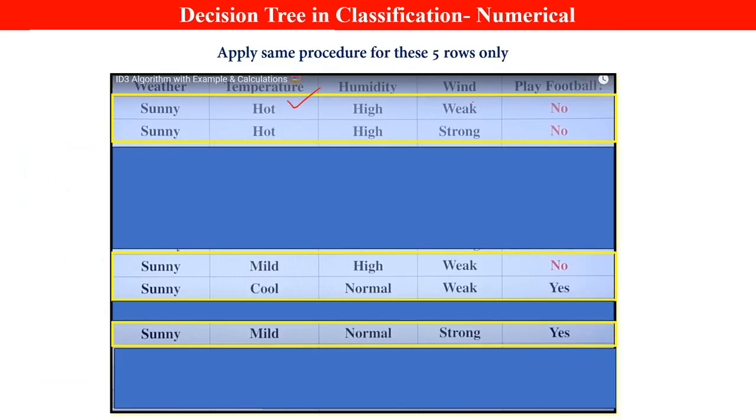Then we have to select the temperature, humidity and wind. We have to repeat the same procedure for temperature, humidity and wind. In temperature we have hot, mild and cool. In humidity we have high and normal, and in wind we have weak and strong.